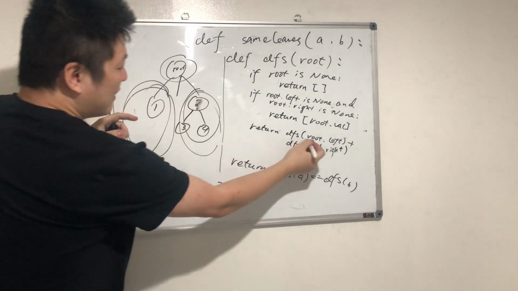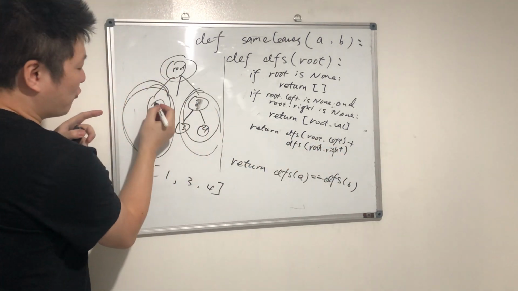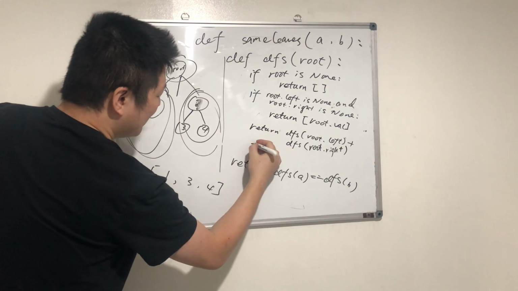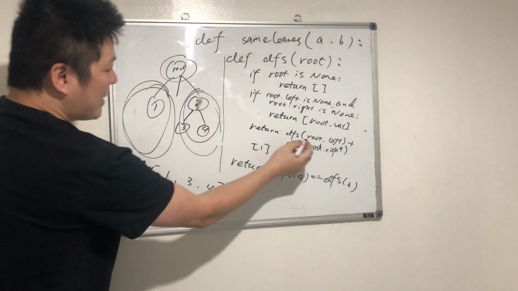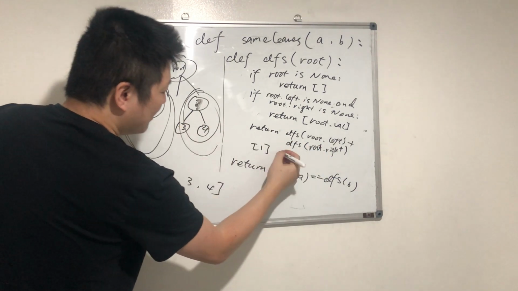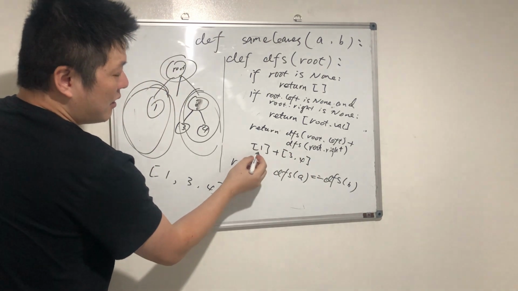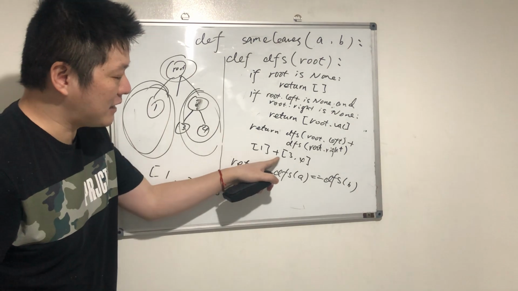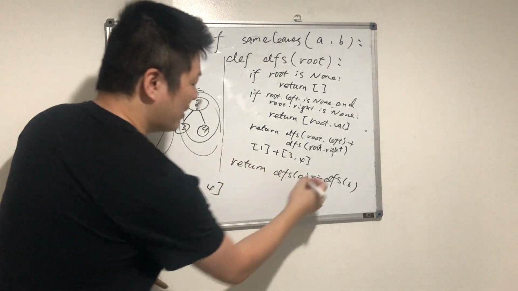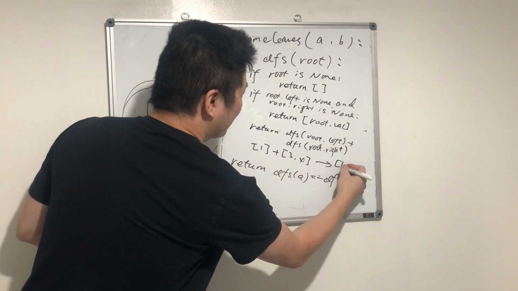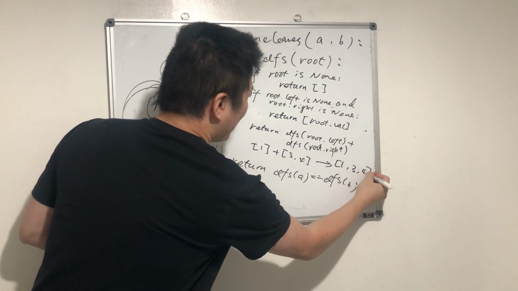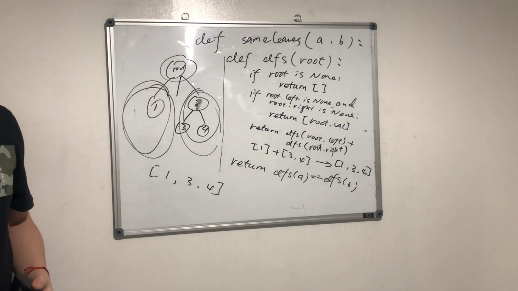So DFS root dot left is 1, right? And then DFS root dot right is 3 and 4. So plus 3 and 4. So this is a list. A bucket with the list 1 plus a bucket with list 3 and 4. What does it equal? A bucket with 1, 3, 4. Got it? Well done.